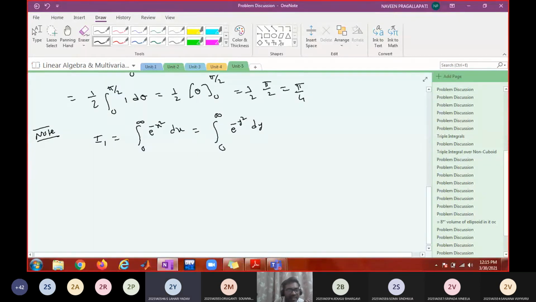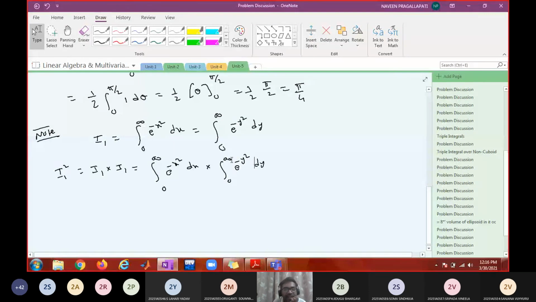Yes. So what is I1 square? I1 square is I1 into I1. So I will write it as integral from 0 to infinity of e power minus x square dx, into integral from 0 to infinity of e power minus y square dy. In place of this I1 I wrote this expression, in place of this I1 I wrote that expression. Both are I1 only.